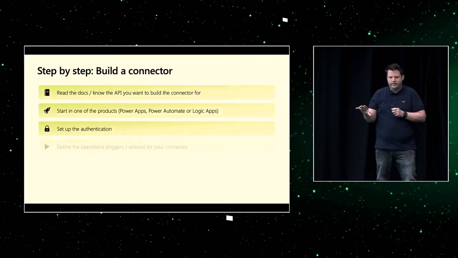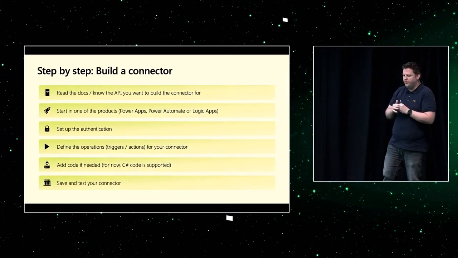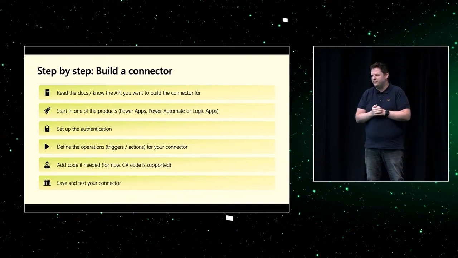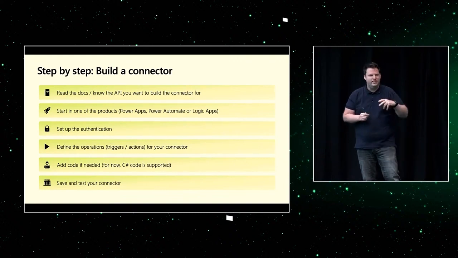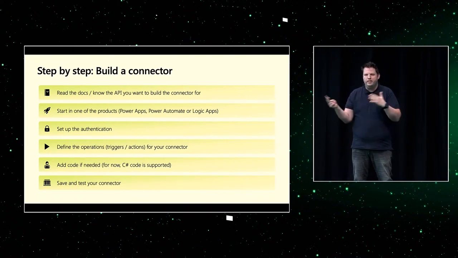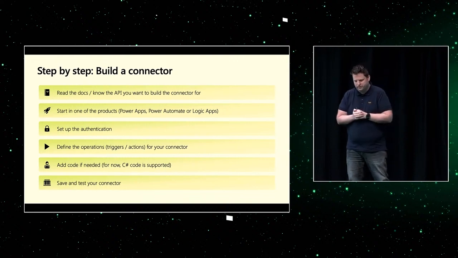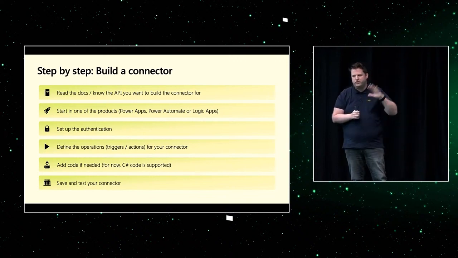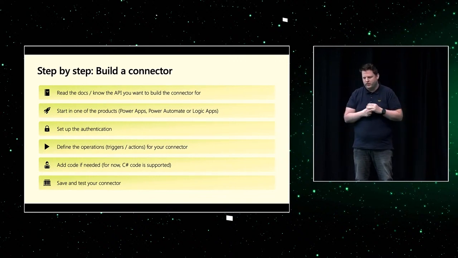When you build a connector, there are a bunch of steps that you need to go through. You need to make sure that you know the API very well that you want to build the connector for. And it sounds really obvious, but you really need to know what kind of operations you want to put into your connector, because people are going to use that connector inside of all those products that I just listed. So you should be helping them getting the right operations. When you want to build one, you have to start in one of the products. So you can start in Power Apps, Power Automate, or Logic Apps.